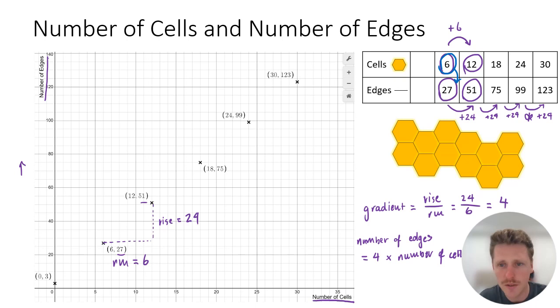Now you might be wondering, why do I have to add on 3? Well, think about what we said earlier. We're actually only adding on 24 edges each time. So if you think about it, if we had 0 cells, we would actually have 3 edges. Now that might sound a bit odd, but these 3 here are sort of fixed from the start. They can't change. So that's why you get a head start. And when you have that sort of head start, this is what's called partially proportional.